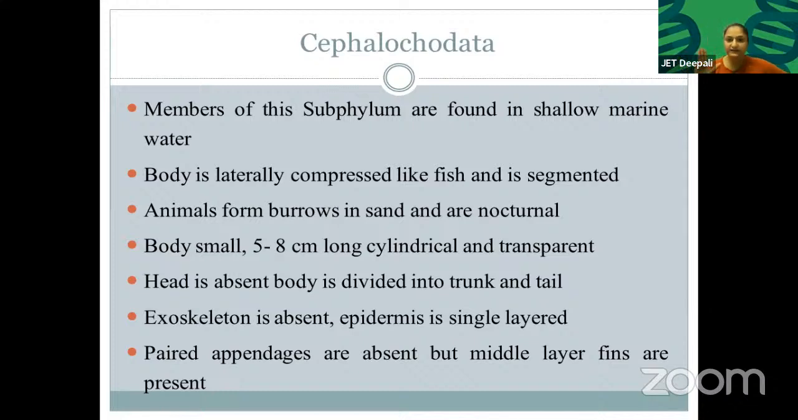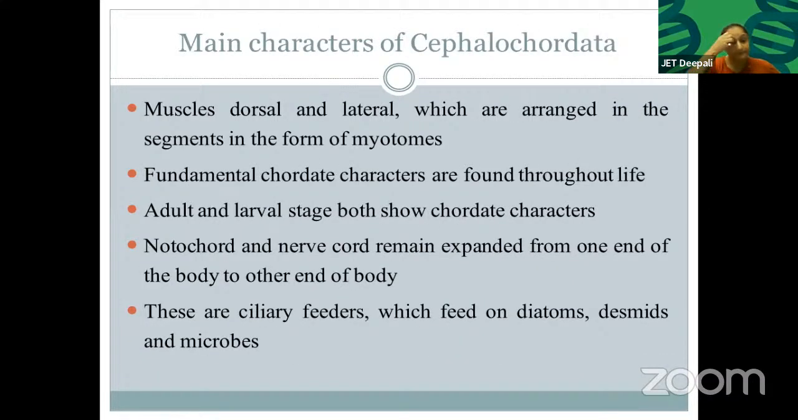Okay, they are not having a head. Their body is only divided into trunk and tail. Exoskeleton is absent. Epidermis is single layer, like hemichordates. Paired appendages are absent, but middle layer fins are present. Muscles are dorsal and lateral. They are on the dorsal surface and the lateral surfaces, not on the ventral surface. Ventral surface is soft. So they have muscles on the dorsal and lateral sides, arranged in the segments in the form of myotomes.